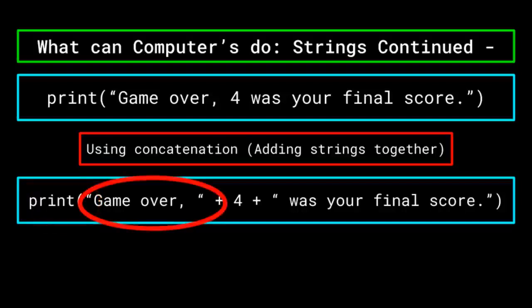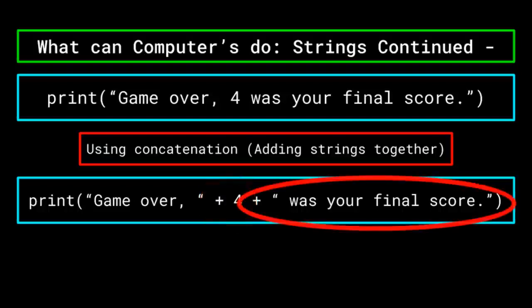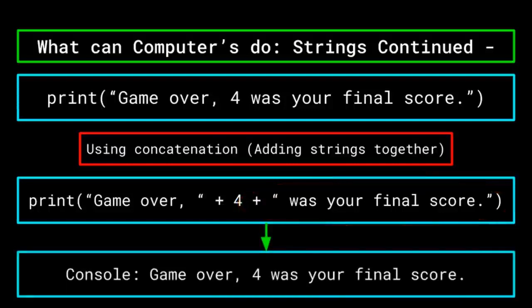Now here comes the important part. From there, we use a plus sign and add 4 to the print statement, just like if you were adding 2 numbers. Then we can repeat this process with another plus sign for the final string, was your final score, and we're able to print out the entirety of our statement easily. Doing this, we can easily print out multiple different strings and integers together in one print statement.